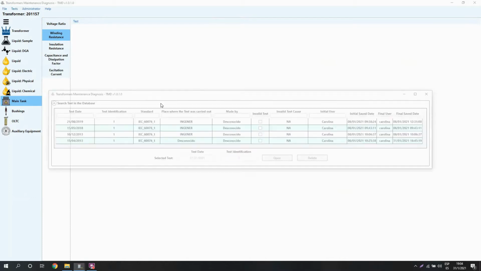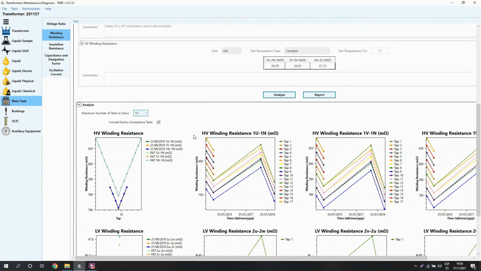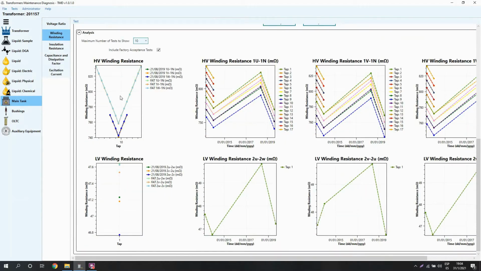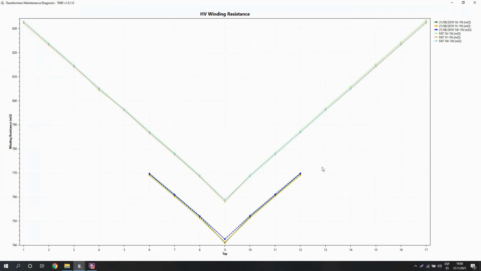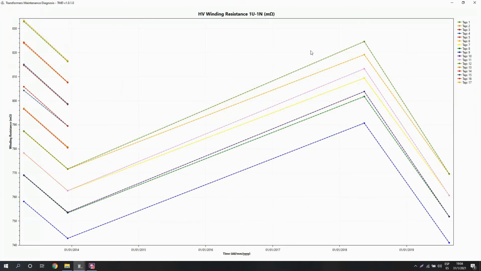Now we open a winding resistance test and analyze it. The resistance of each winding is plotted as a function of the tap, and can also include the FAT test. The resistance of each winding as a function of time is also shown.